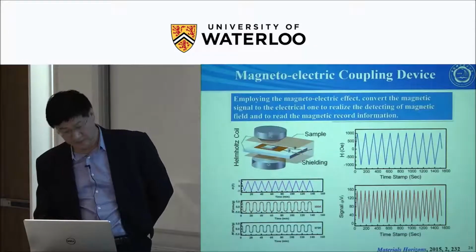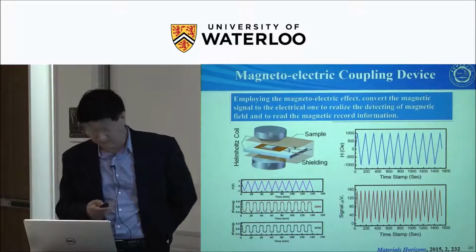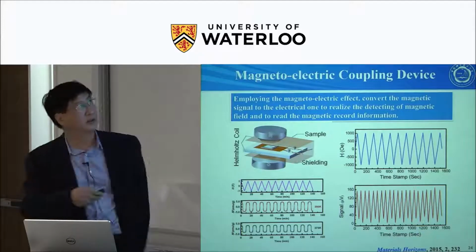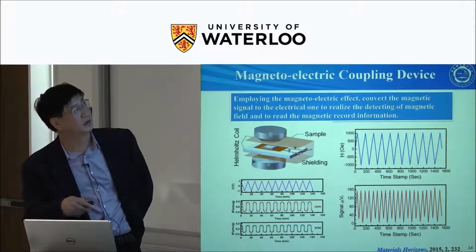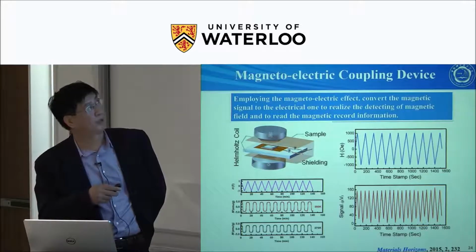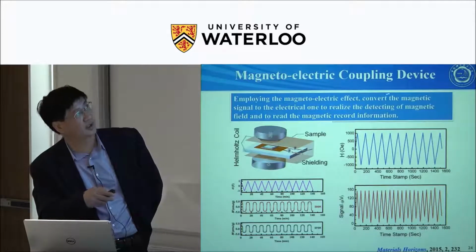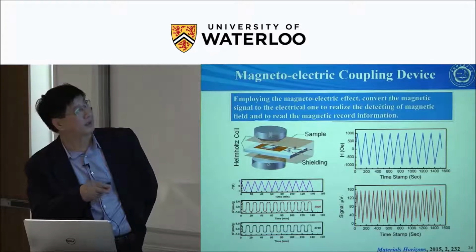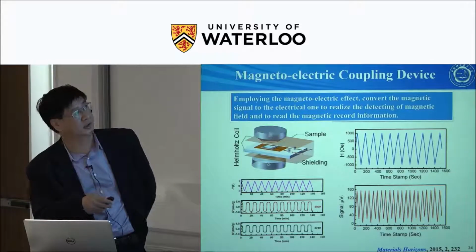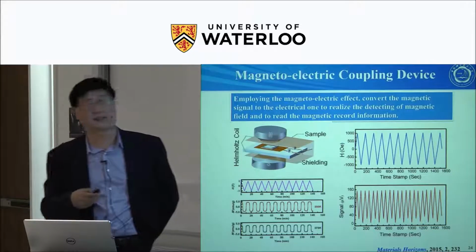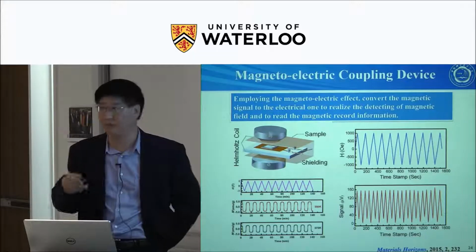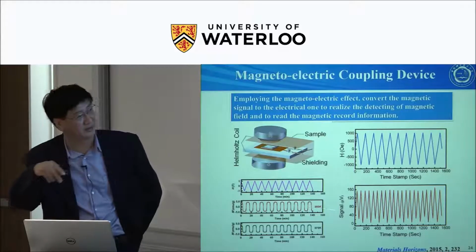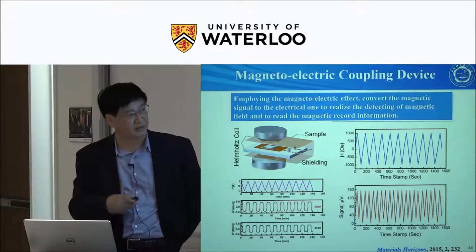Okay, so then we made one device. Use this, this is just a ceramics. We made one device to employ this effect. We convert the magnetic signal to the electric signal to realize the detecting of this magnetic field and to read the magnetic record information. So this is the response of this device.